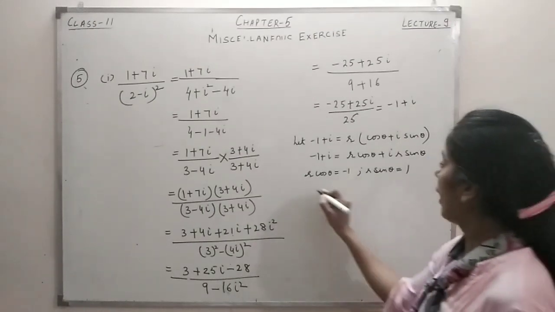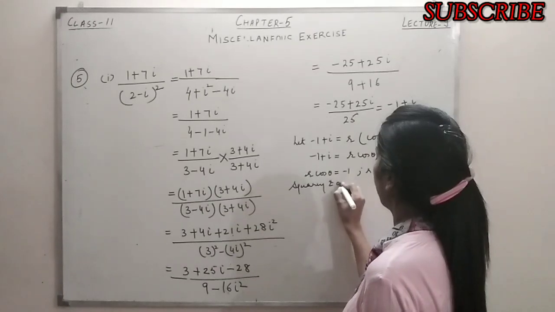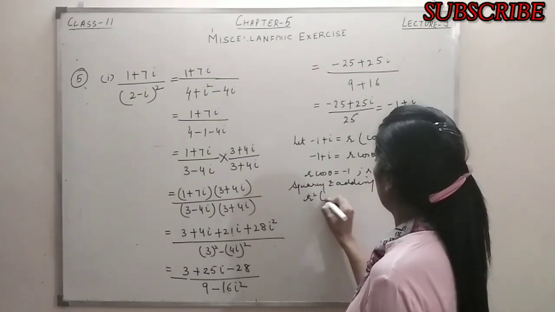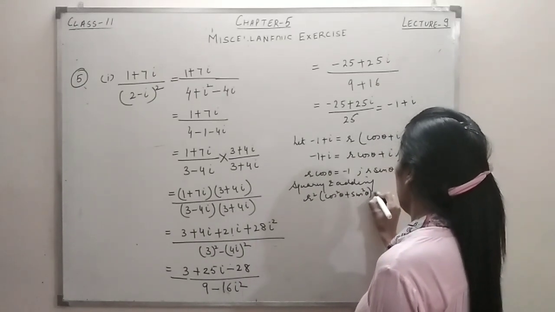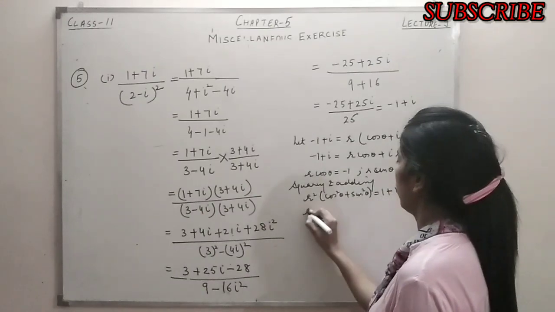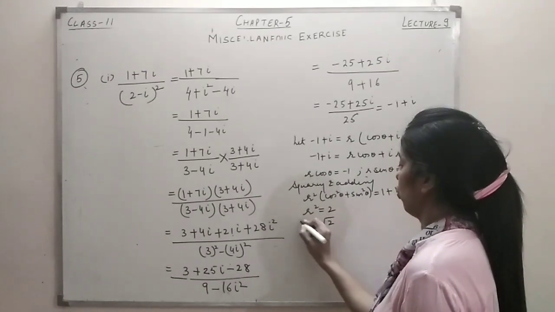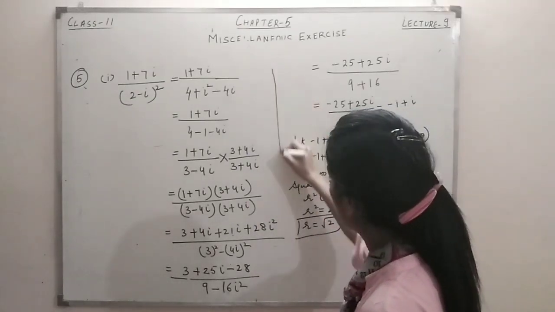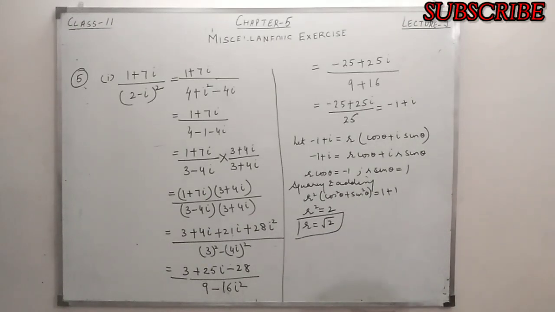By squaring and adding, what we have? r square (cos square theta plus sin square theta) equals 1 plus 1. r square equals 2. So r equals root 2. It means the modulus is what? The modulus is root 2 here. Right? Now we have to find out the amplitude.